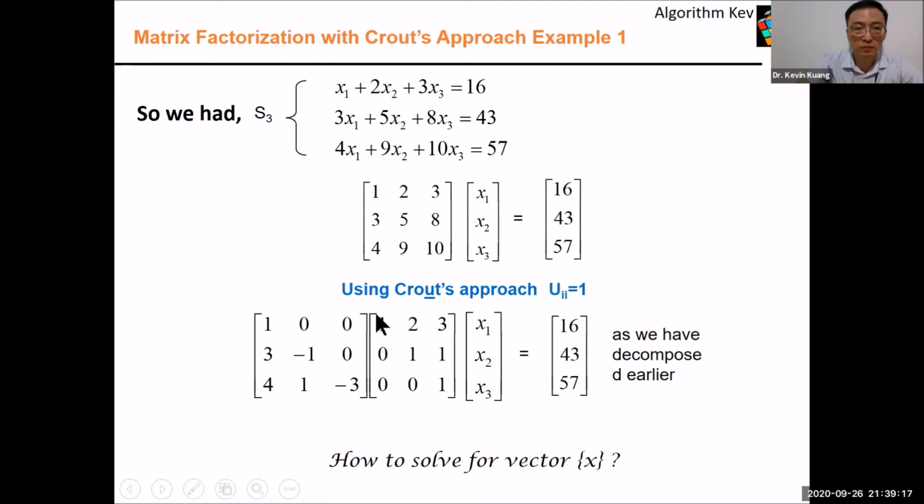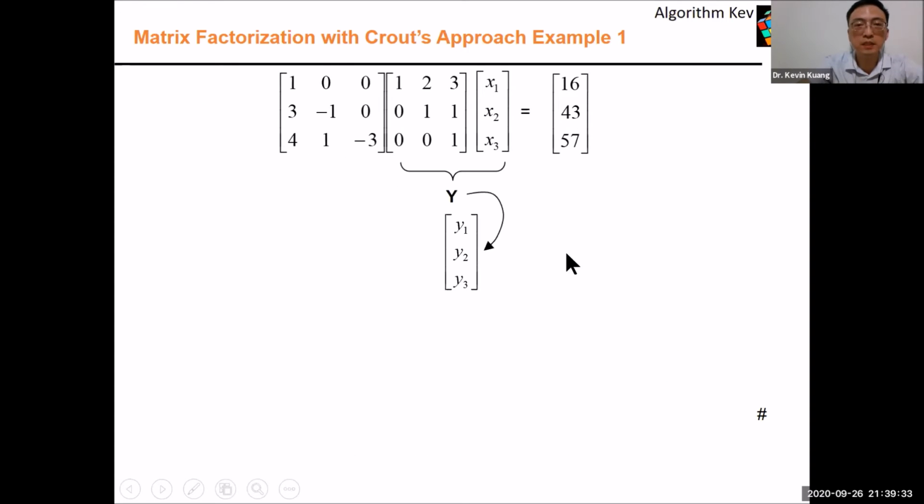That's our U. Okay. So we have decomposed this earlier. So we're going to solve for x1, x2, and x3. So how do we do this? One step we can do is what we call the intermediate step: substitute this as Y, matrix Y. Let's try to solve this matrix Y first.